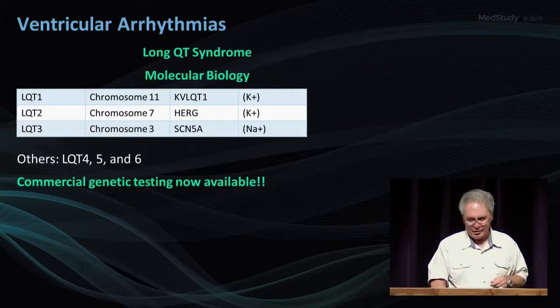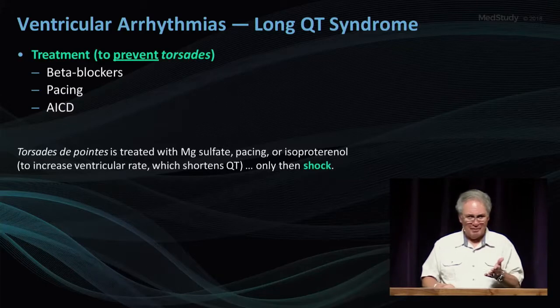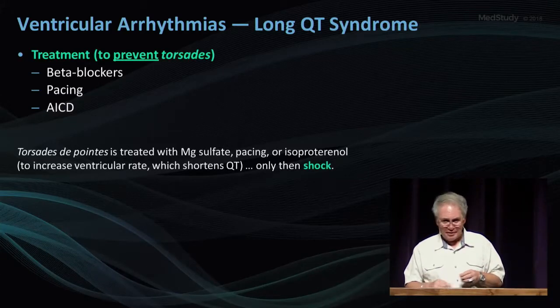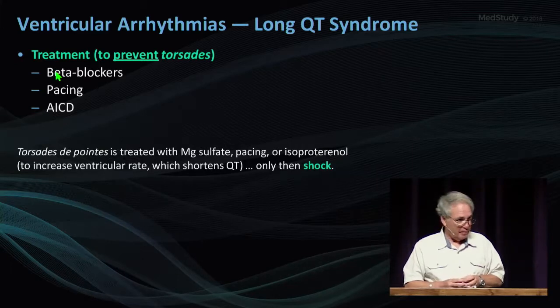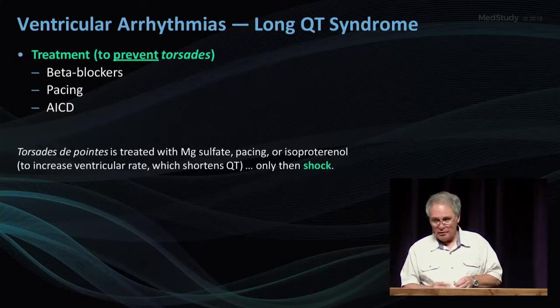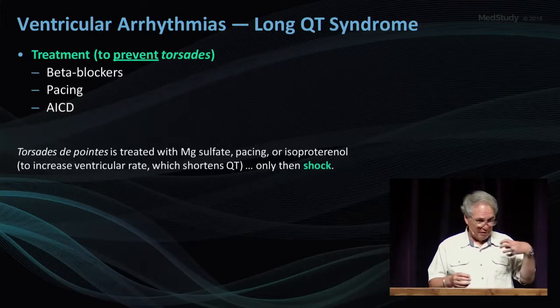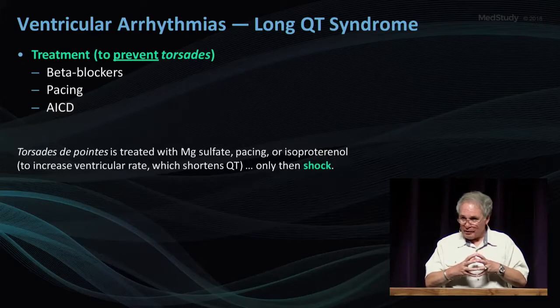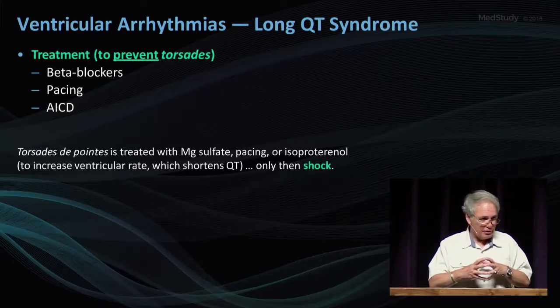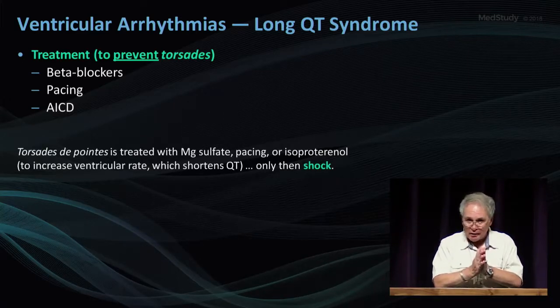So gene testing. What about treatment? Now you've diagnosed long QT. How do you save a life? Beta blockers have been shown to be effective in preventing sudden death in long QT syndrome. And if I have a high-risk patient, pacing can help, but I go right to an internal cardioverter defibrillator, a device that we implant that listens for the occurrence of ventricular tachycardia or ventricular fibrillation and delivers a shock to get the patient out of that rhythm.